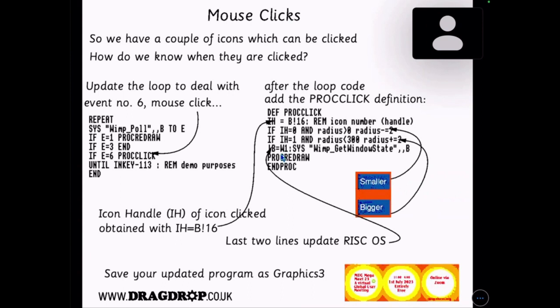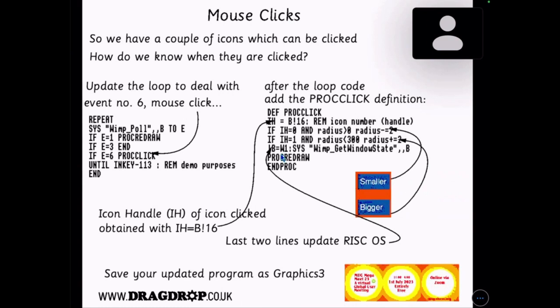Well, earlier on we learned about events. For example, event number 1 was RISC's way of telling us that we need to redraw the window and replot our graphics. Event 3 was to end the program. Another event is when the user clicks the mouse, and that's event number 6. So in that main loop there, we've got an extra line saying if E equals 6, proc click, and proc click is shown on the right hand side there.